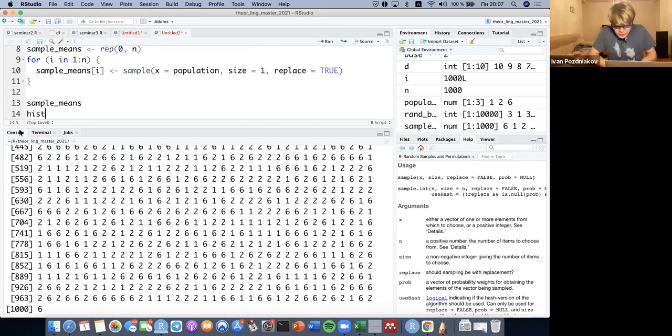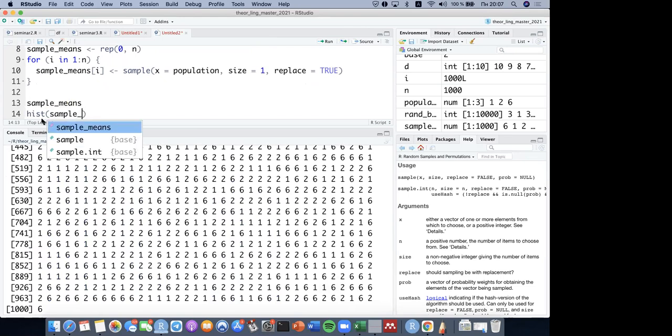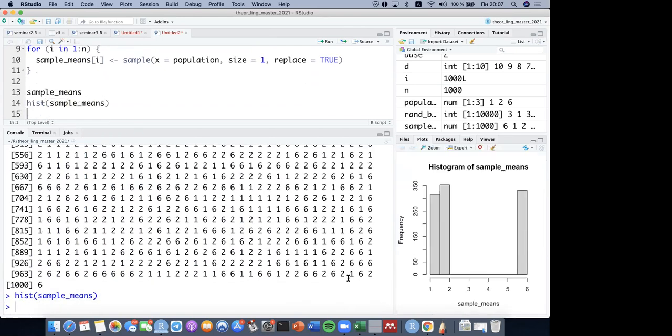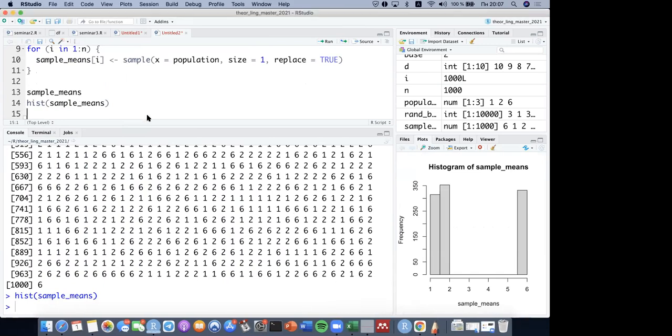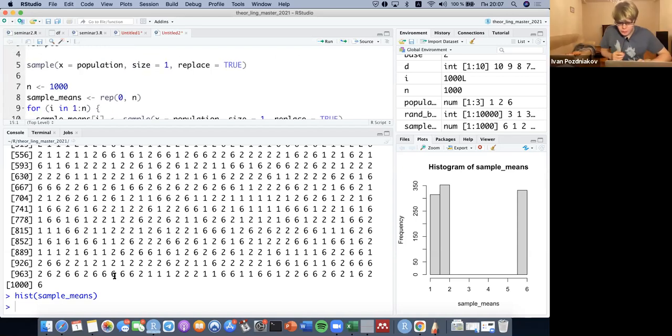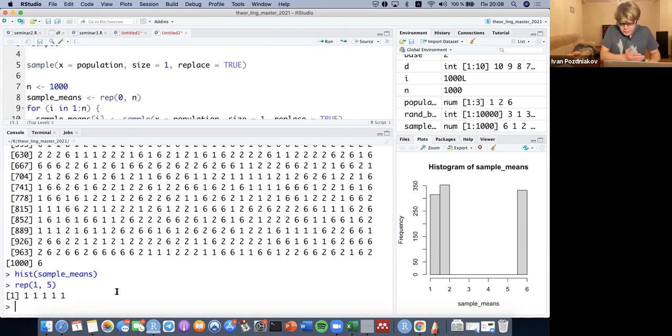And now we can draw a histogram. Sorry, may I ask you a question? Yep. I wonder what the rep function is for? Good question. The rep function creates a numerical or character or logical vector that repeats some value several times. So, for example, if you use rep(1, 5), it will return 1, 1, 1, 1, 1.